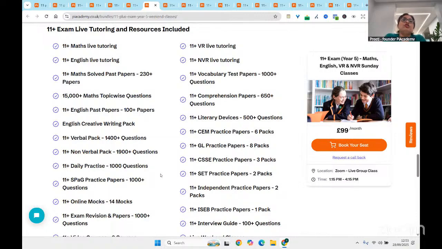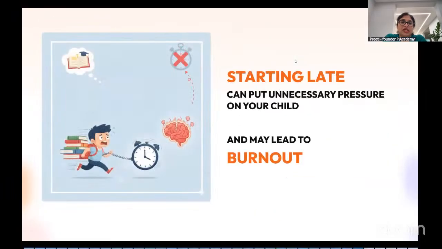Coming back to our original topic, starting late can put unnecessary pressure on your child and may lead to burnout. So please be very careful. Plan your 11 plus journey very nicely so that both parent and child are happy and can enjoy this journey.